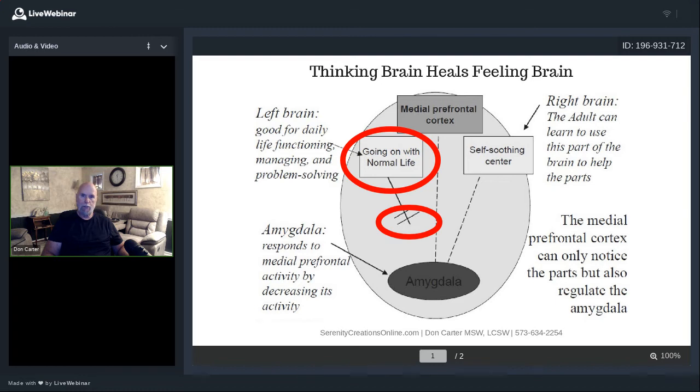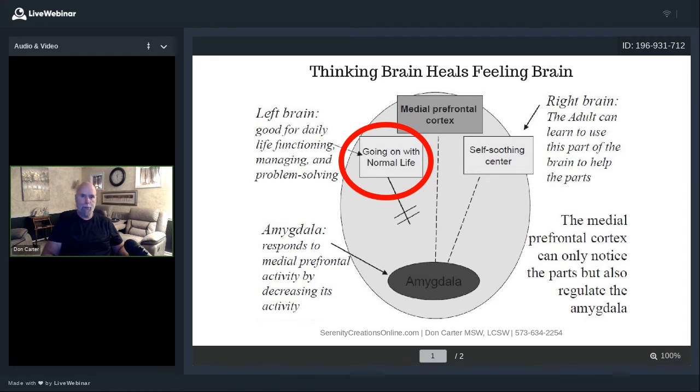All of this up here is the thinking brain, and back here is the feeling brain. So this is the main element of the thinking brain, and that's the adult self. It's good for daily life functioning, managing, problem solving, etc. And it is aware of all these other parts.